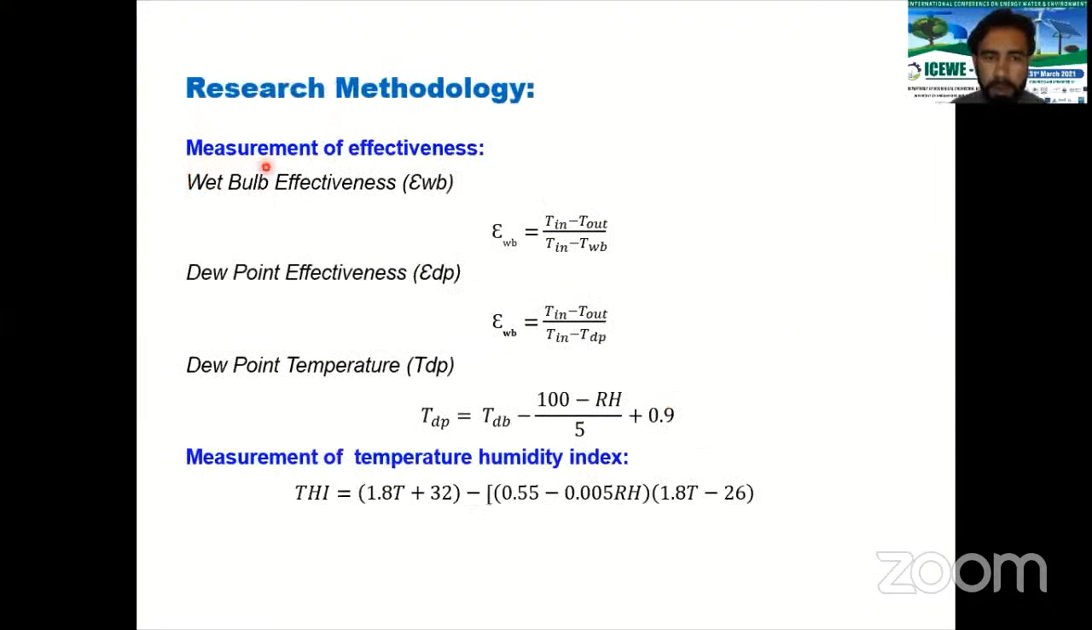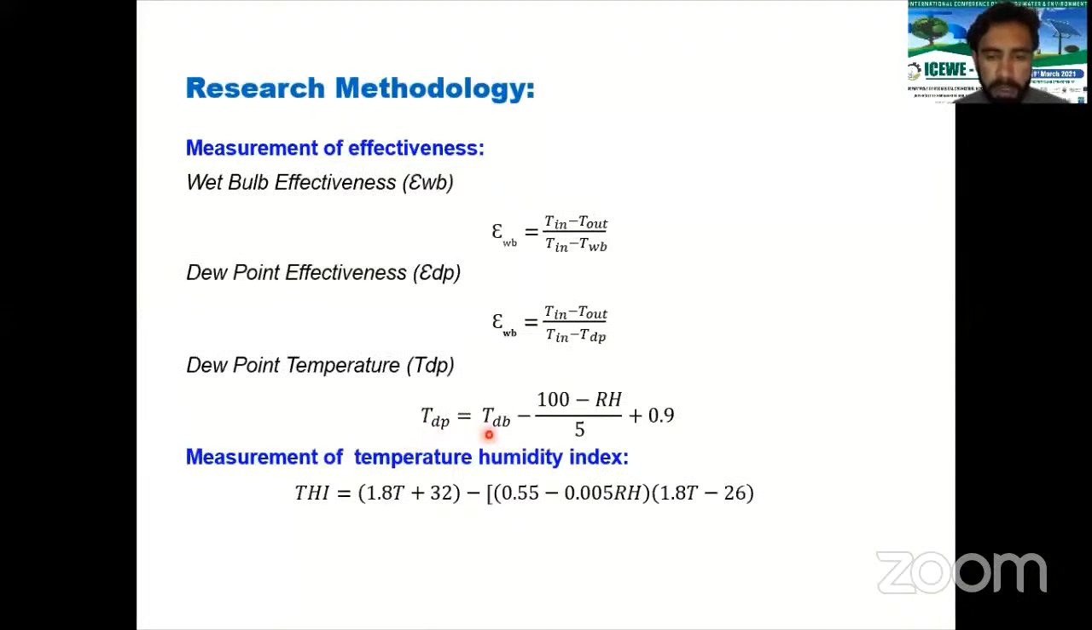The research methodology: in this we calculate the wet bulb effectiveness, dew point effectiveness, and the THI. The wet bulb effectiveness is the ratio of the difference in inlet and outlet temperature to the difference in inlet and wet bulb temperature. For the direct evaporative cooling system and the indirect evaporative cooling system, we also measure the wet bulb effectiveness. And the dew point effectiveness is the ratio of the difference between inlet temperature and outlet temperature to the difference between inlet and corresponding dew point temperature. The dew point temperature is calculated from these equations.